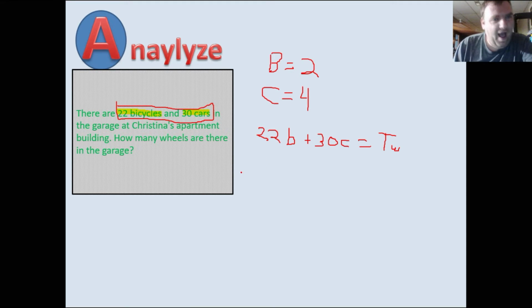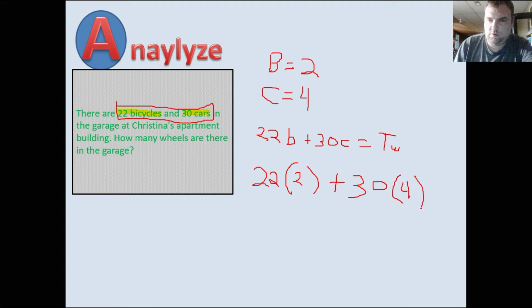But anyway, so now we've got 22B plus 30C equals T sub W. So we now say, oh, well, we know that a bicycle has 2 wheels. We know that a car has 4. So now we can just substitute this in, 22, and just say that's 2. Plus we have 30. And we know that's times 4. And that's going to equal total wheels.